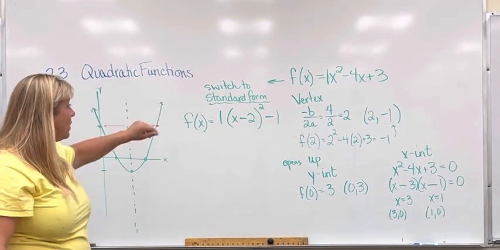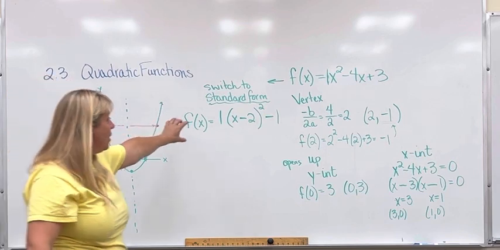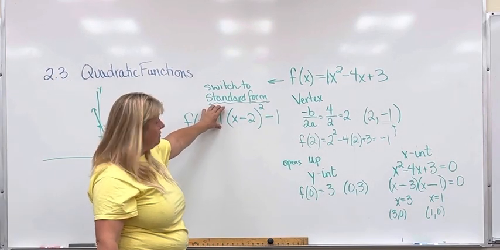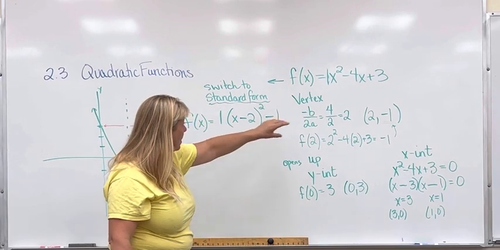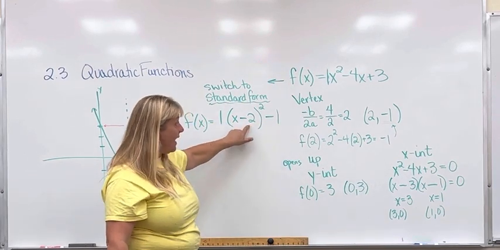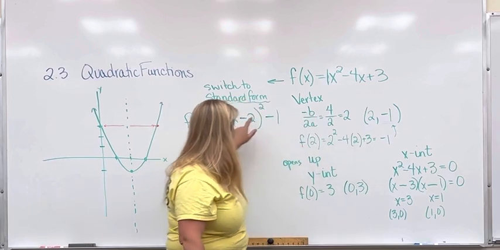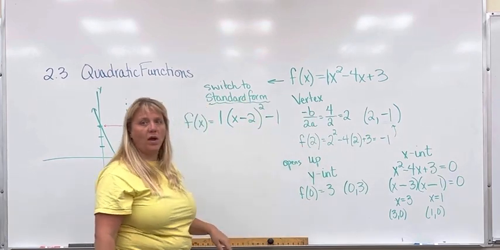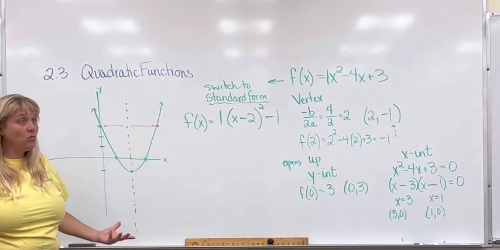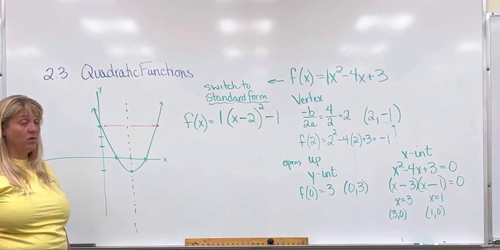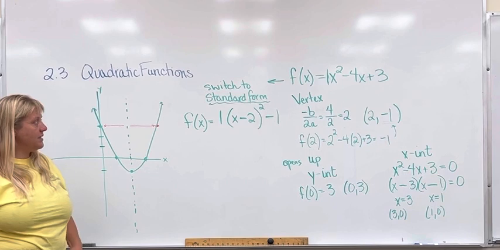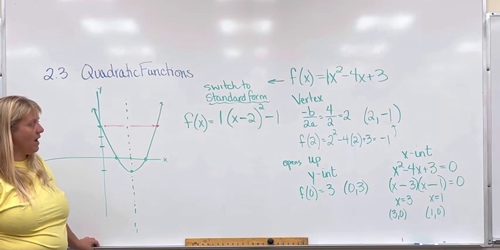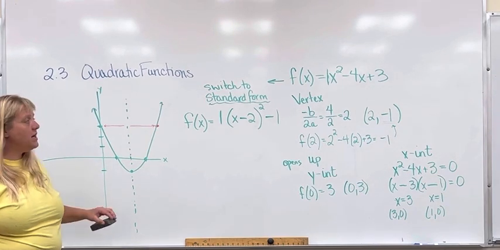So to switch this into standard form, whatever your A is, put it out in front. And then whatever your vertex was, flip the sign on the x value. So it was a 2, so it's a -2. Leave the sign on the y value. I don't know why you'd want to switch forms if you've already done all the work, but oh well, we did it, okay? So we've got it.